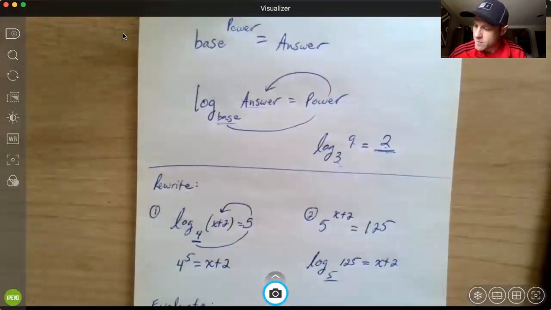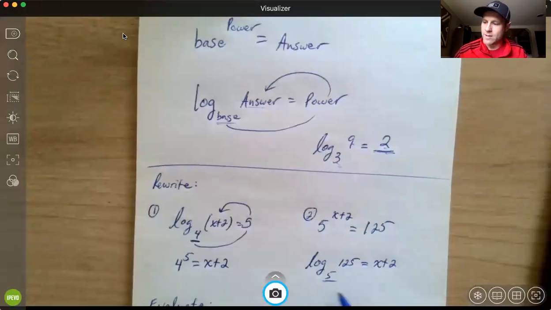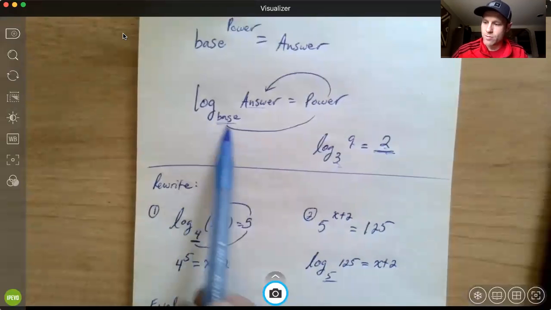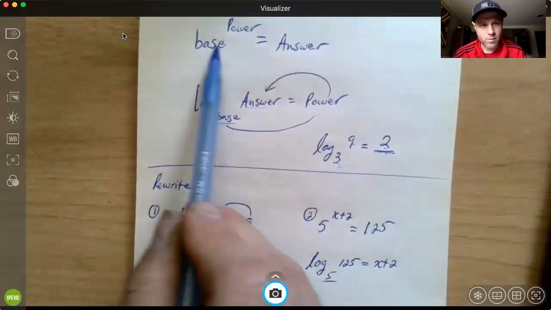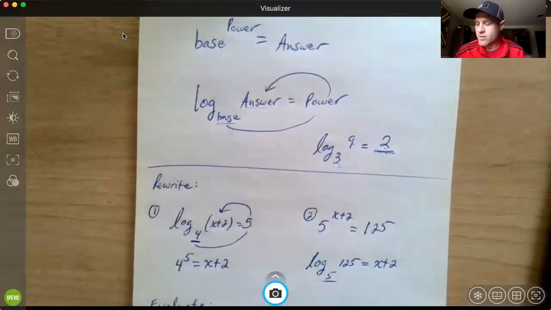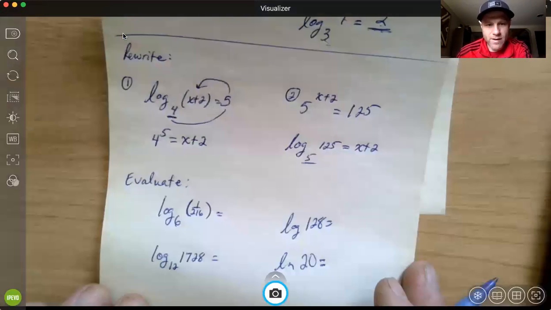So again, you just have to be able to remember how to translate base power answer to its original form in exponential form. Okay, so you'll be asked to do a few of those questions on Edgenuity. The other thing you might be asked to do would be some simple evaluations.